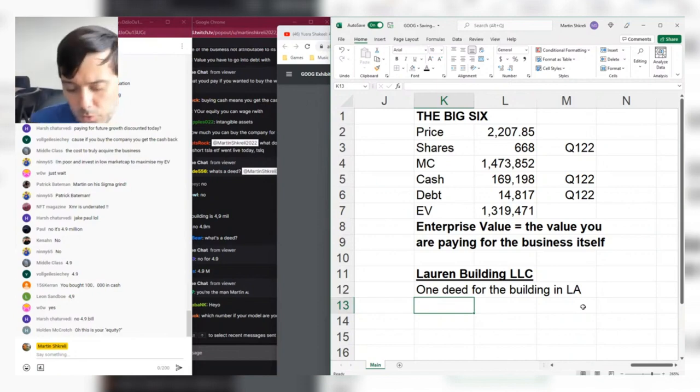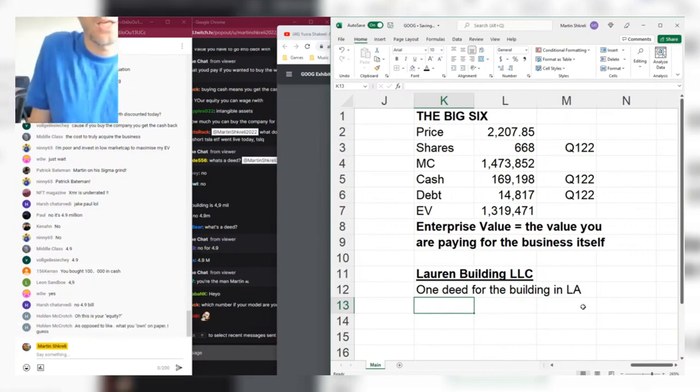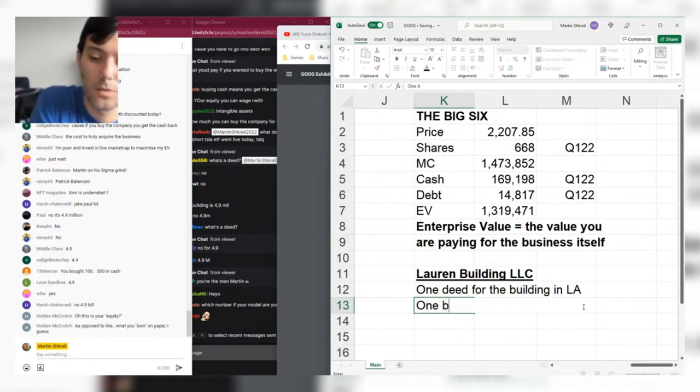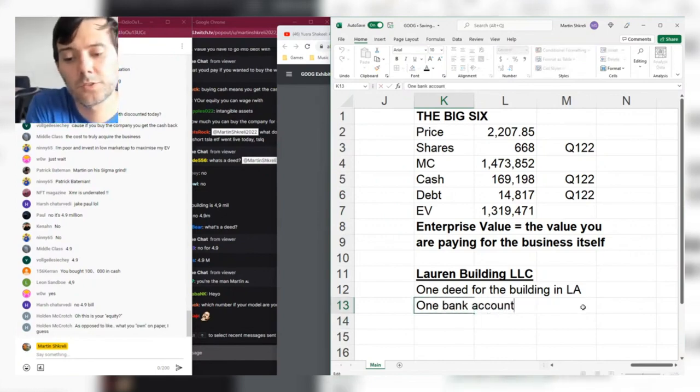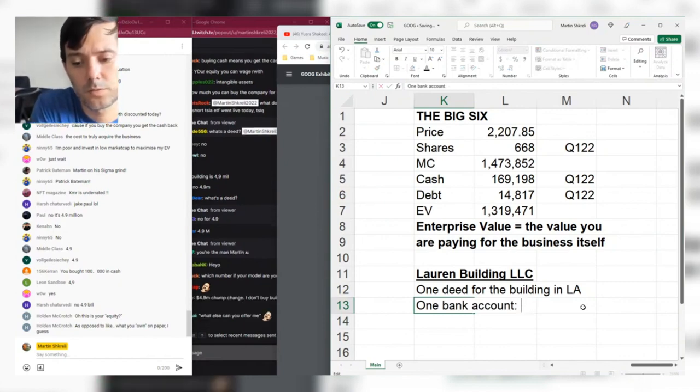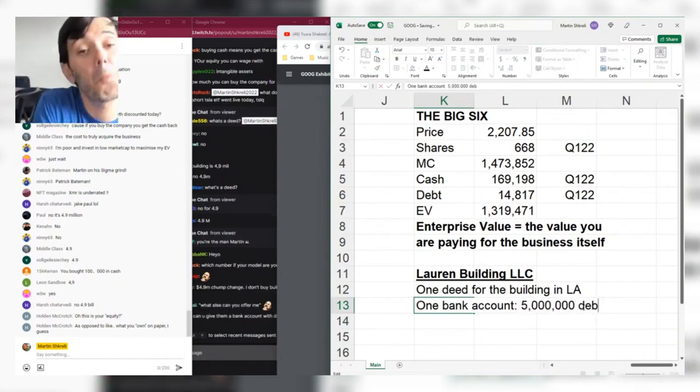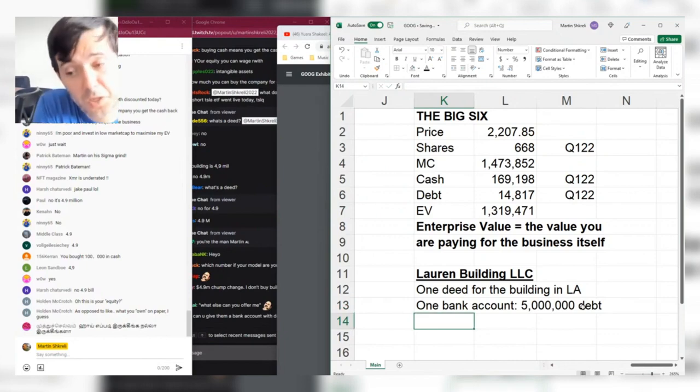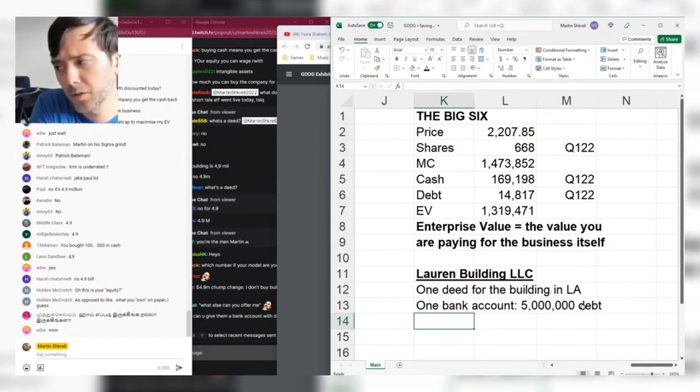She said, well, I'm doing it through this LLC. I said, okay, yeah, that's standard way to do business. What's in the LLC? Well, I got the deed and I got a bank account. I said, bank account? Well, what's in the bank account? And she says, oh, it's nothing. There's just a debt for $5 million. I said, okay, well, when were you going to tell me about this? Oh, it's just a detail.